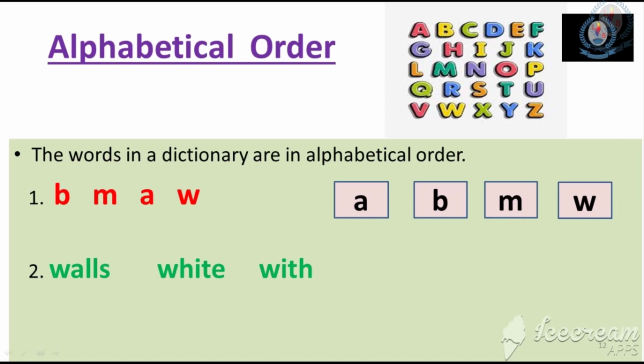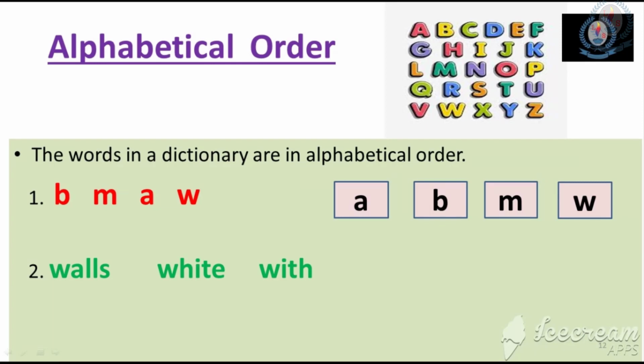Next, we should learn another thing about alphabetical order. If the words begin with the same letter, we need to look at the second letter in each word. In this example, you can see the words walls, white, with. All these three words start with the same letter, the letter W. So what can we do now? In such a case, you should always remember this rule. If the first letter is the same, we should always look at the second letter.